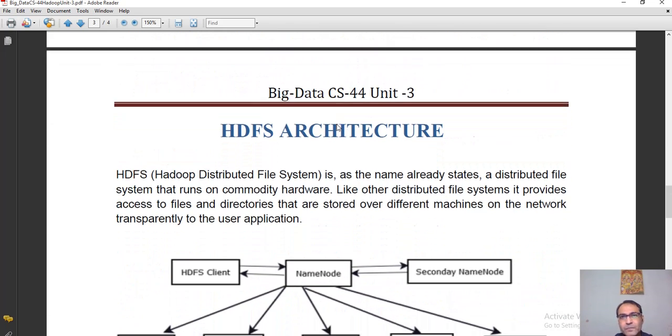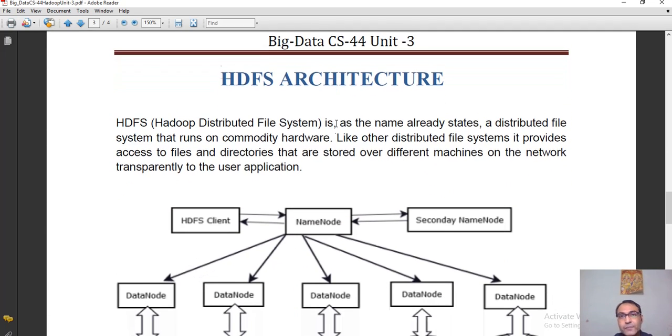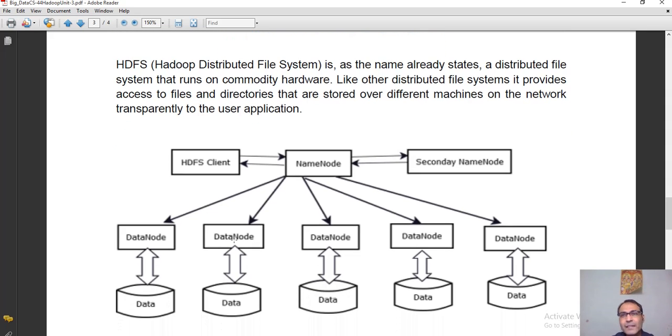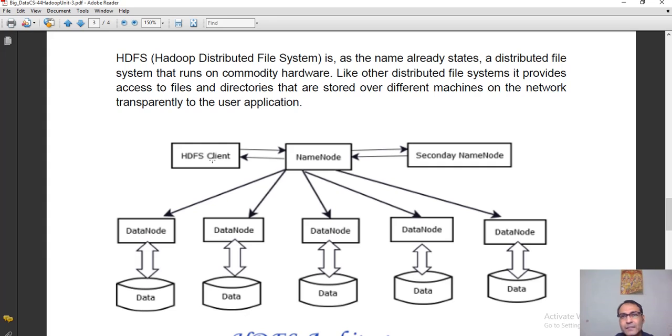Next one, HDFS architecture. This is very important. Hadoop distributed file system architecture. The Hadoop platform framework is totally dependent upon this architecture, HDFS. In this architecture, the HDFS client is associated with the name node and the secondary name node. When the data size increases, the secondary name node is used to manage that data. The name node is directly linked with the data nodes.